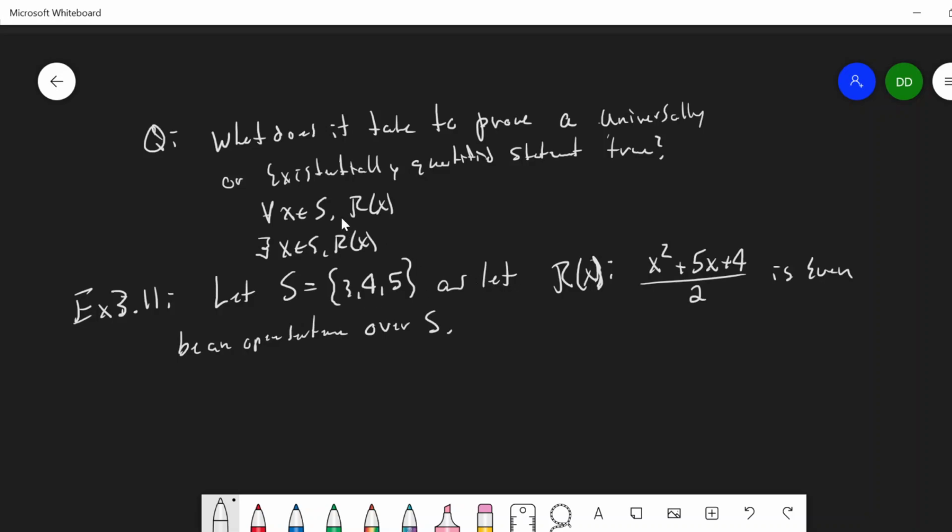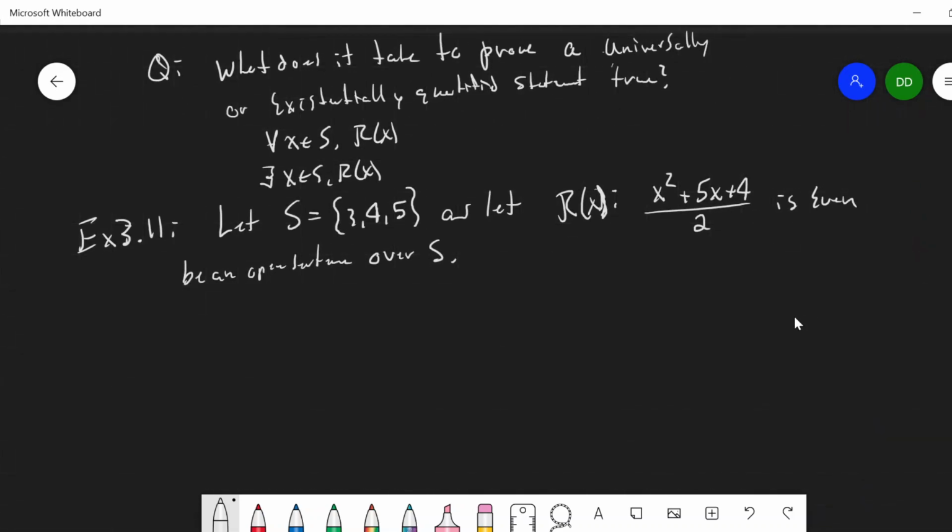And so in either case, let's take this example here, and let's look at the truth value of R of x for every element of S. Let's see if the universally quantified statement or the existentially quantified statement are true in this case. And in general, neither of these have to be true, right? Neither are true if R of x is false for every possible value. But let's just look at this.